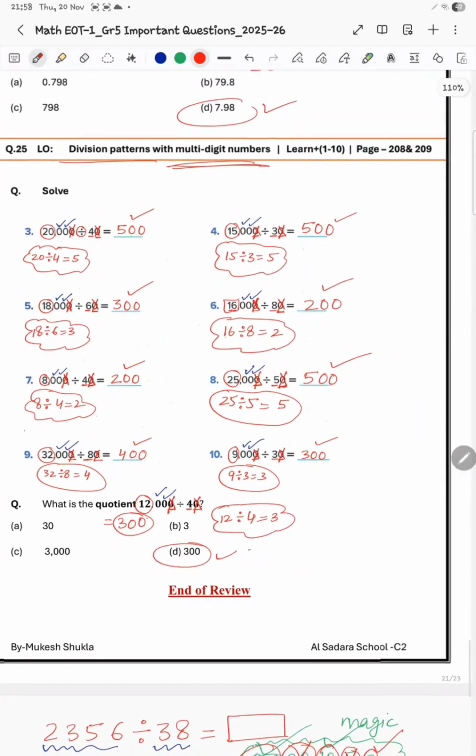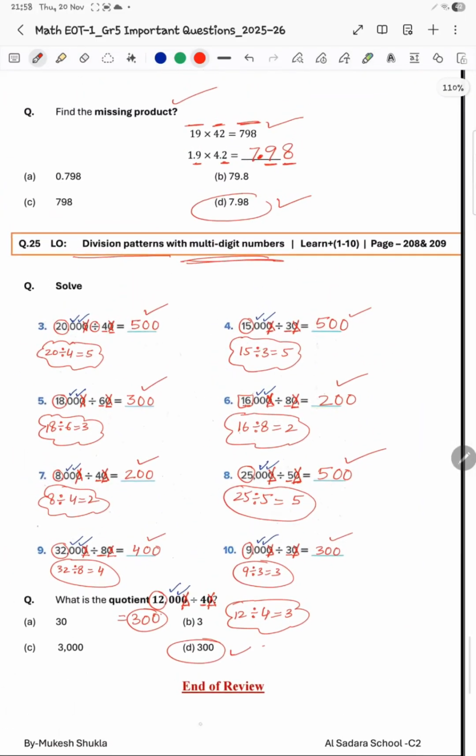So this is what we have completed. Your end of the review is done. We have arrived at the end of the review. So this is the way you have to solve each and every question in the exam, and practice hard. The more you practice, the more you learn, and the more confidence you will get in the exam.